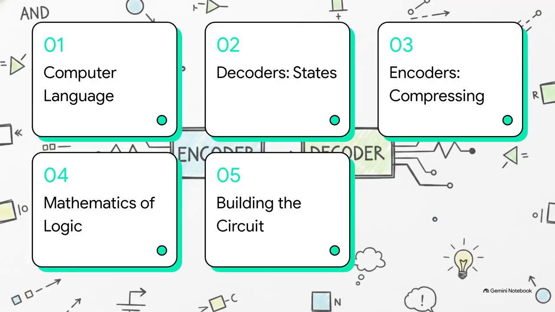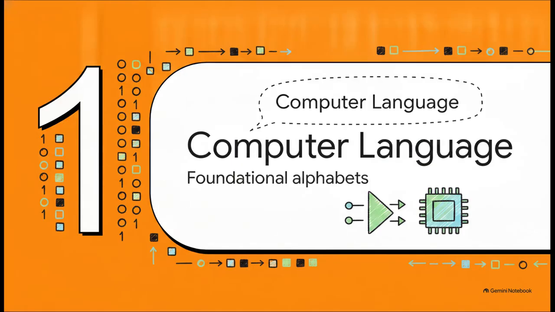Okay, let's dive into this. Here is our step-by-step roadmap for today. We'll start with the language of computers, then move into decoders translating to states, encoders compressing information, the mathematics of logic, and finally, actually building the digital circuit. Let's get to it. Section 1.